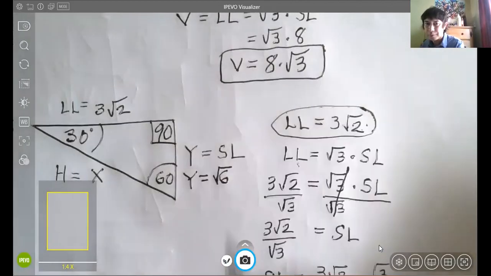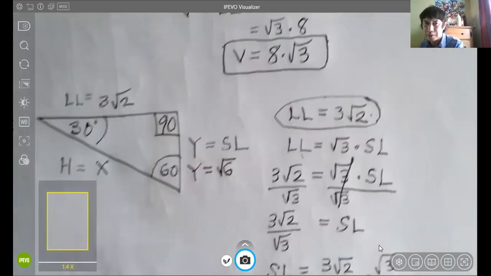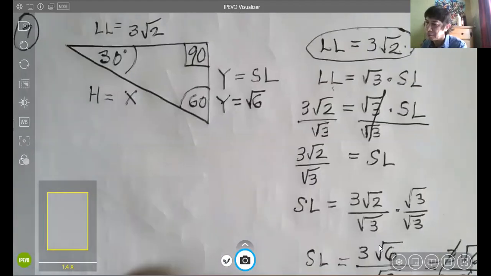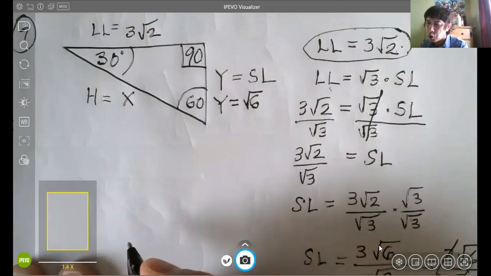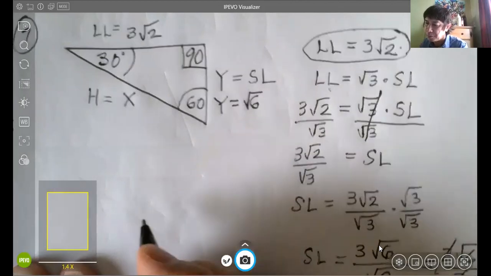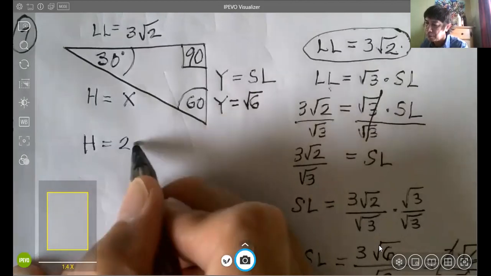There, square root of 6. Now we are ready to get our hypotenuse. Okay, let's go back to our formula for hypotenuse. In this 30, 60, 90, the shorter leg times 2 is equal to the hypotenuse. So hypotenuse is 2 times the shorter leg.